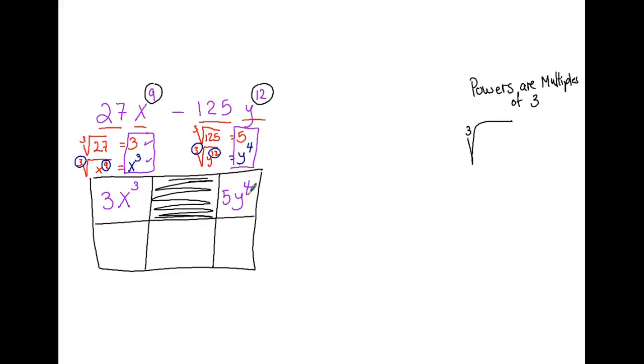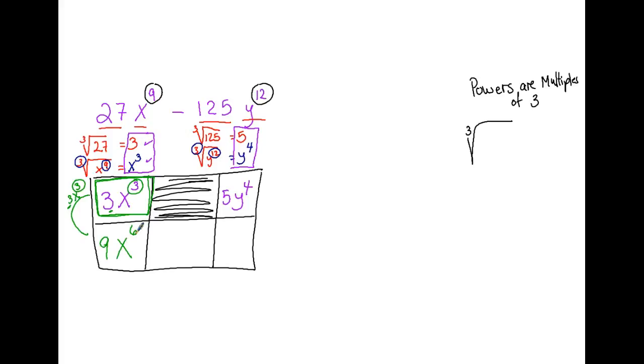Then, you take whatever is in this box times itself. So, I'm going to do the 3x cubed times 3x cubed. I'm multiplying it by itself. So, 3 times 3 is 9. x cubed times x cubed. When you multiply variables, you add the powers. So, it'll be x to the 6th.